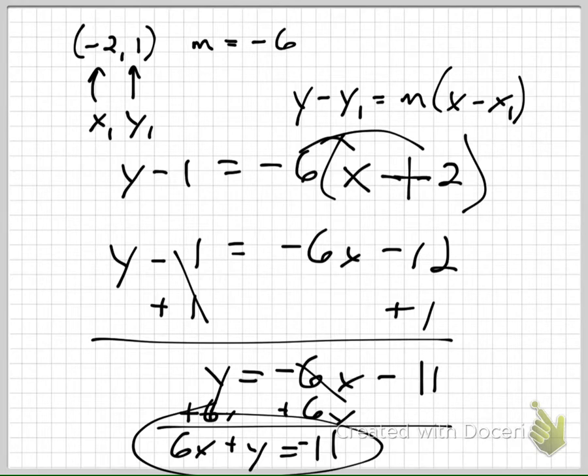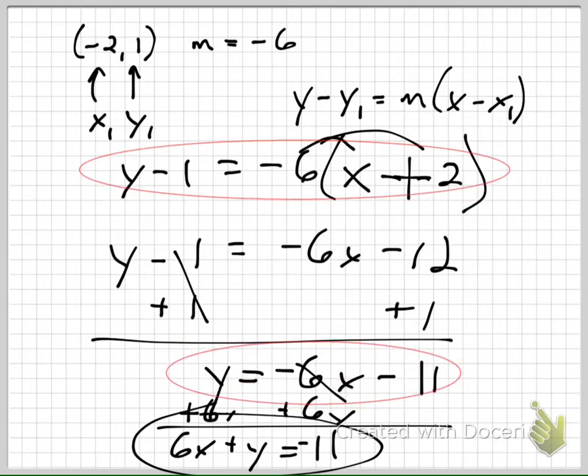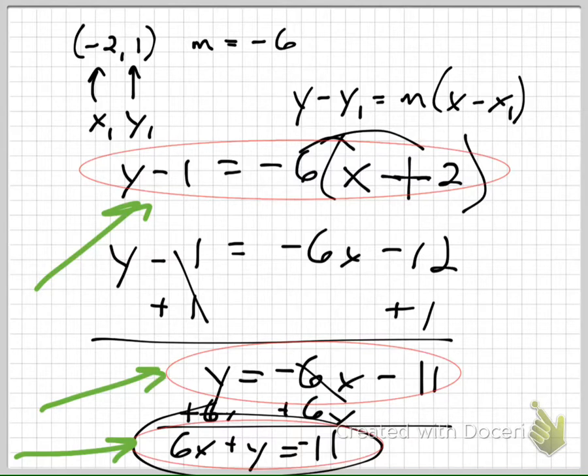Was that hard? No. So what's the difference between this and this? There's really no, well, it's the same line. The difference is, what is this guy here again? Point slope form. What's he? Slope intercept form. What's he? Standard form. Let's see if you guys can do one. Let's see if you can do one.